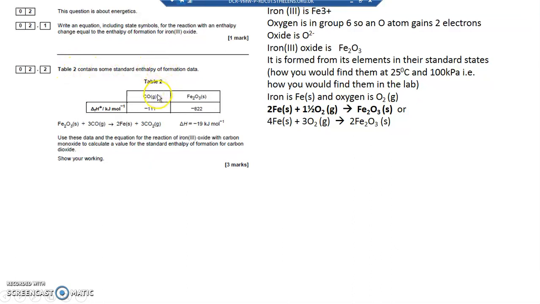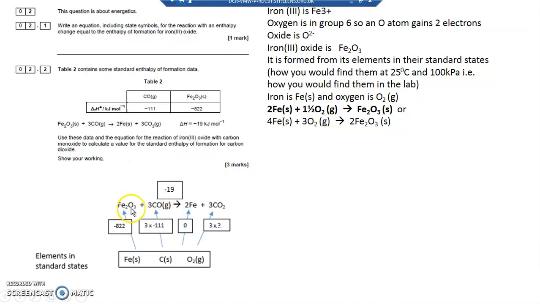Table 2 contains some standard enthalpy of formation data. Here's an equation. Use these data and the equation for the reaction of iron 3 oxide with carbon monoxide to calculate a value for the standard enthalpy of formation of carbon dioxide. So what you've got is this reaction here. We know that this reaction has a value of -19, because it tells us here. I've got the enthalpy of formation of carbon monoxide. So carbon monoxide is formed from carbon and oxygen, as you'd find them in their normal states in the laboratory.